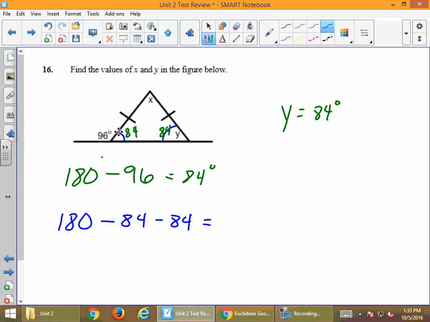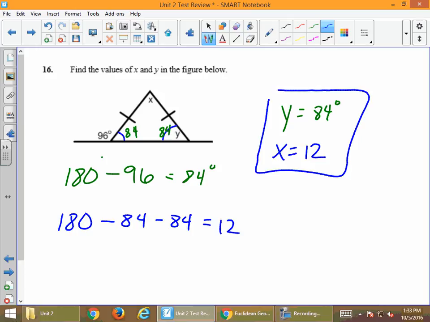What would x equal? Well, what is it? 180 minus 84 minus 84. What do we get? Calculator. What do you get? 12. 12. Good. So then x would equal 12 in your questions.